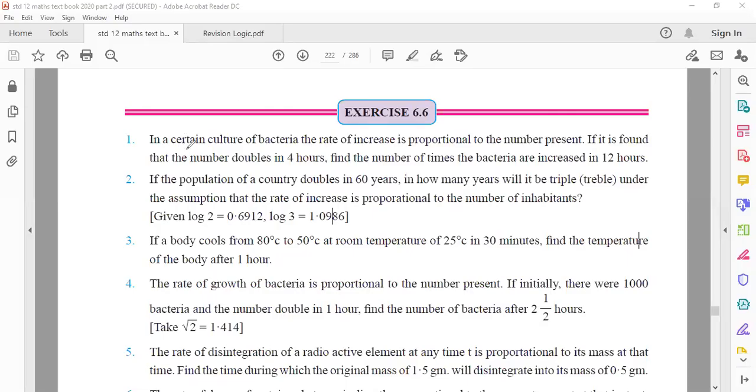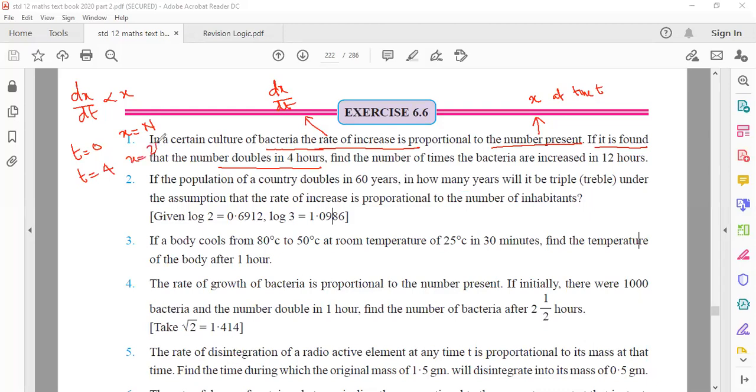What is given here is the rate of increase of bacteria is proportional to the number present. We took x as the number at time t. Then the rate of change of bacteria is dx by dt. So dx by dt is proportional to x. Then it said it doubles in 4 hours. When time is 0, we assume the total number of bacteria is n. In 4 hours, x became 2n. Find how many times the bacteria has increased in 12 hours. So when t is 12, how much is x, we have to calculate.